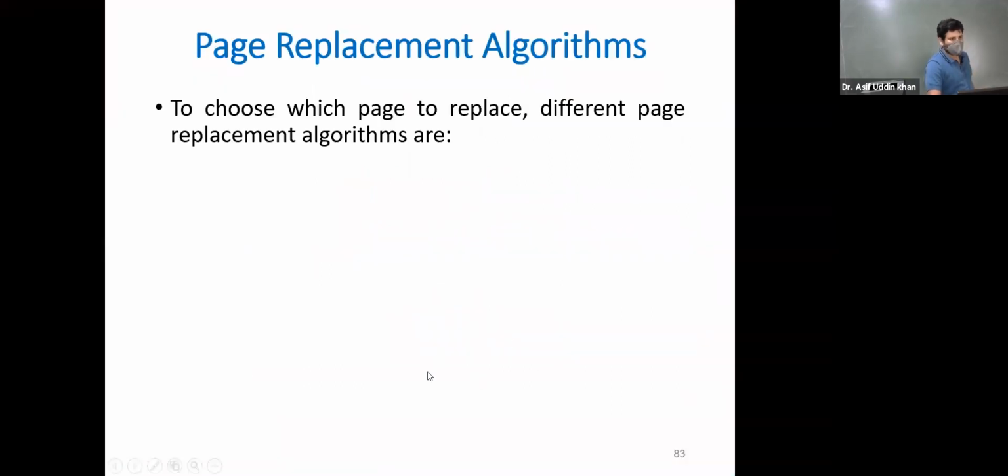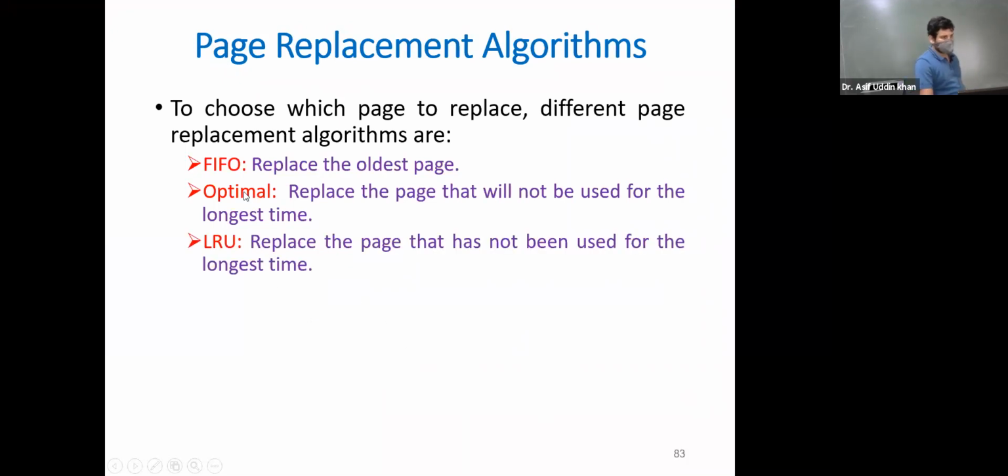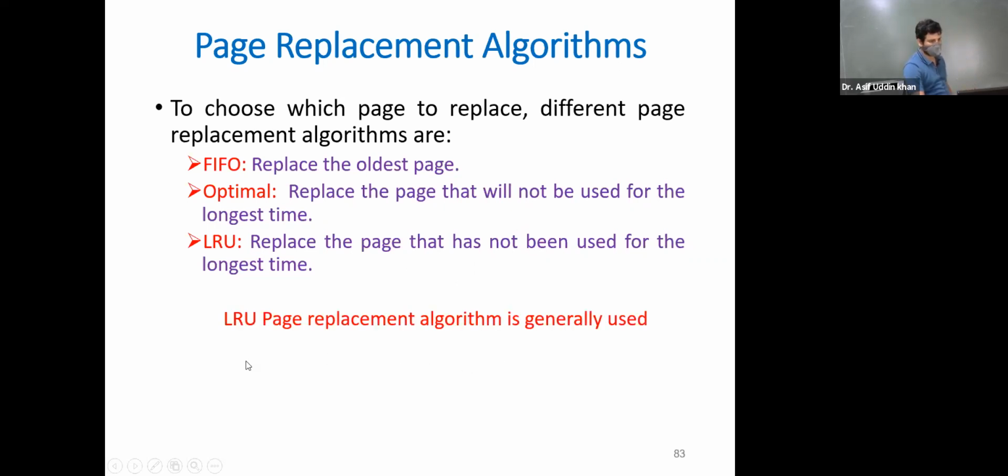Okay. So we use page replacement algorithms to replace a particular page in the main memory frame. There are three types of page replacement algorithms. The first one is FIFO, that is, replace the oldest page. The second one is optimal, that is, replace the page that will not be used for the longest time. And the third one is LRU, and the full form of LRU is least recently used. This says to replace the page that has not been used for the longest time. Normally we use this one, the LRU page replacement algorithm.